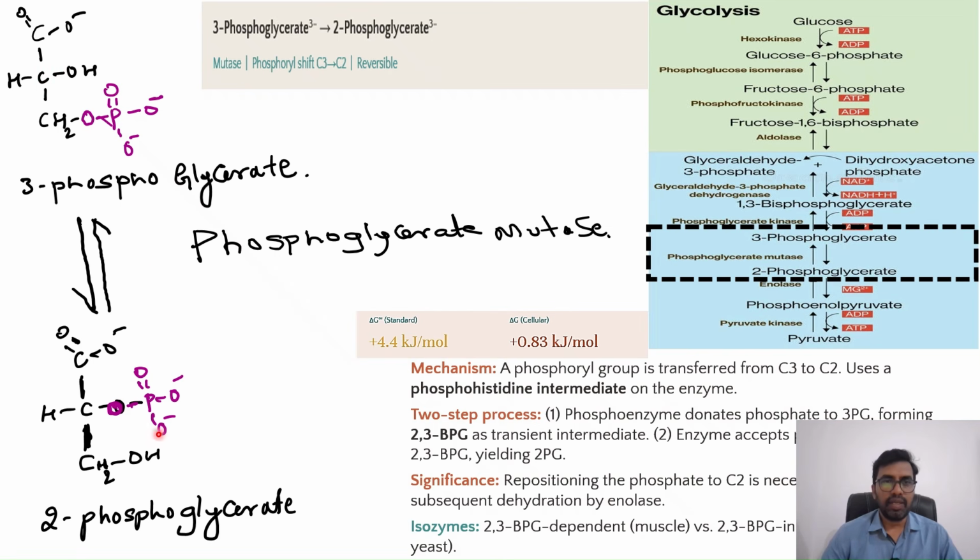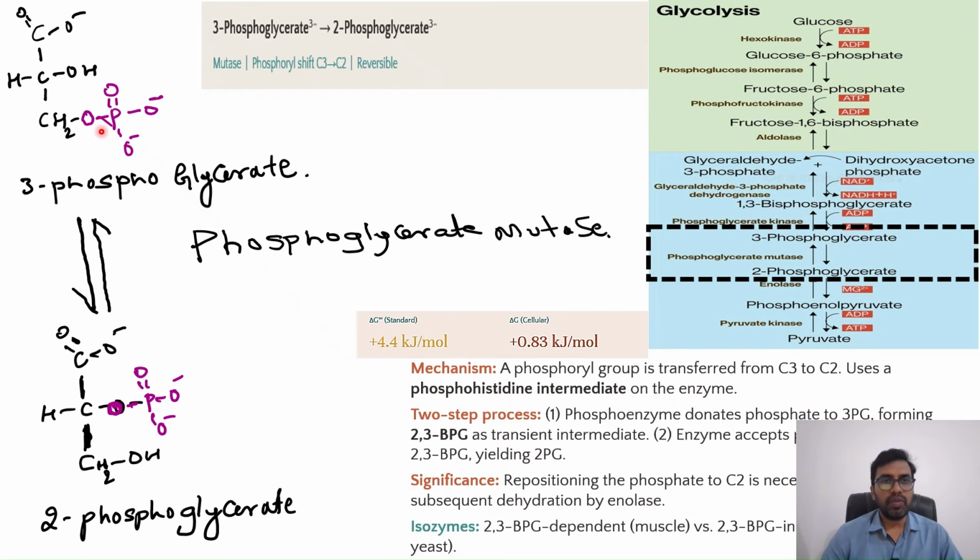The only thing is the position of the phosphate group. In the case of 3-phosphoglycerate, it is on carbon number 3, because the carbon of the carboxylic group in the molecule is given the number 1. This is carbon number 1, carbon number 2, and then carbon number 3.